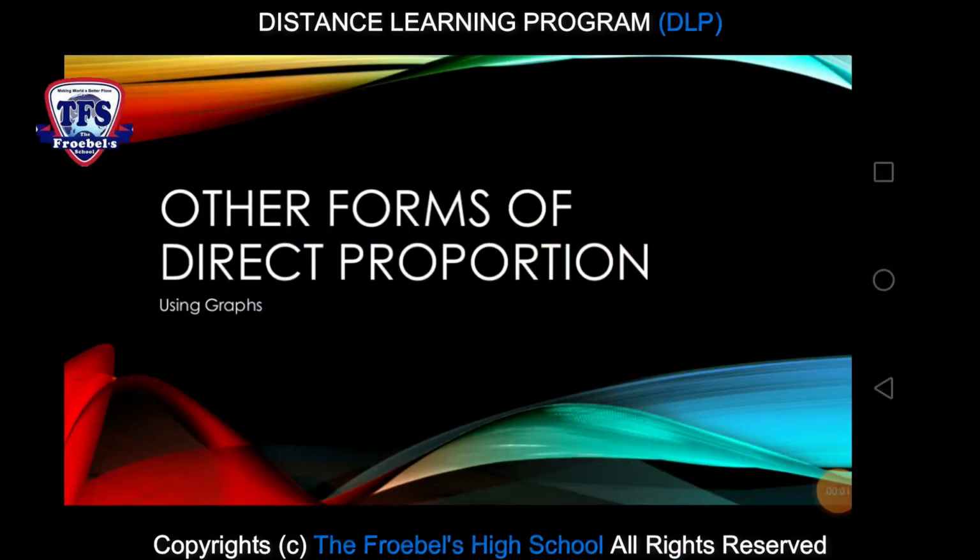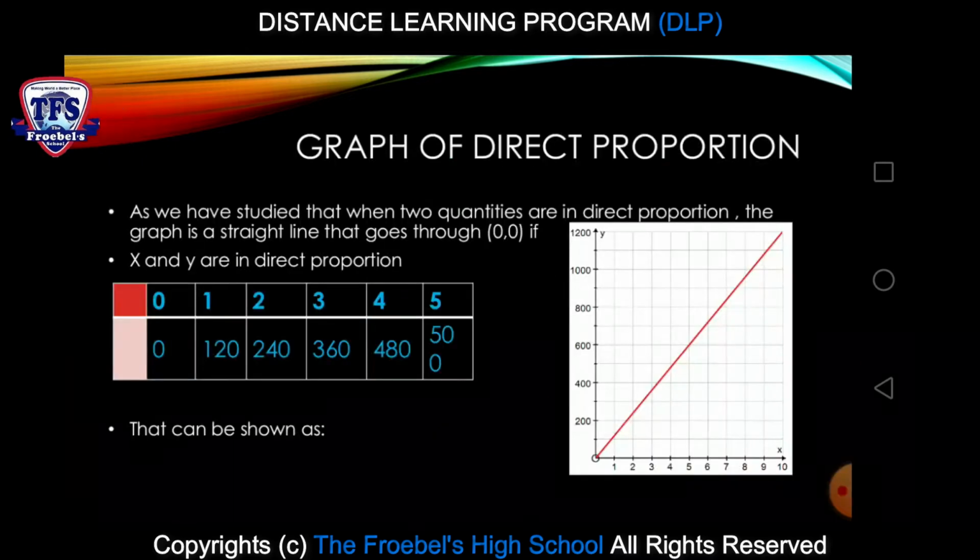Alright students, as discussed, we will be discussing the other form of direct proportion using graphs in today's lecture. As it is studied, when two quantities are in direct proportion, the graph is a straight line that goes through (0, 0). And what is (0, 0)? That's actually called the origin.